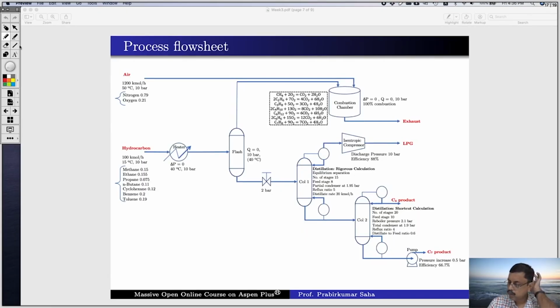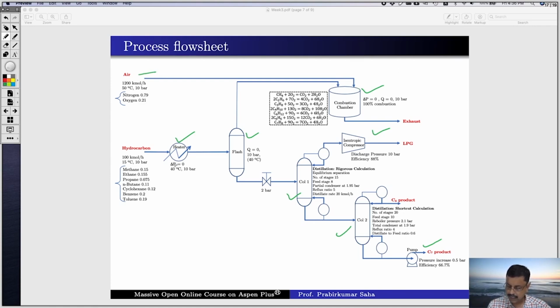Now here we have the complete process flow sheet in front of us. We can see all the unit operations that we have discussed, namely the heater, flash tank, combustion chamber, column 1, column 2, isentropic compressor and pump. The feed hydrocarbon is entering in the heater, whereas air is entering in the combustion chamber.